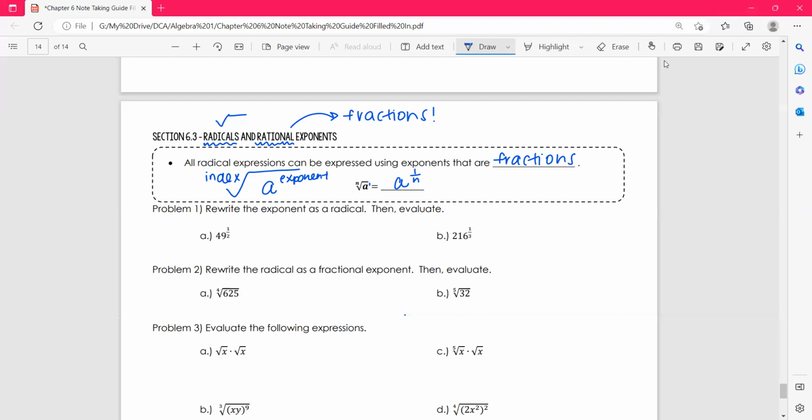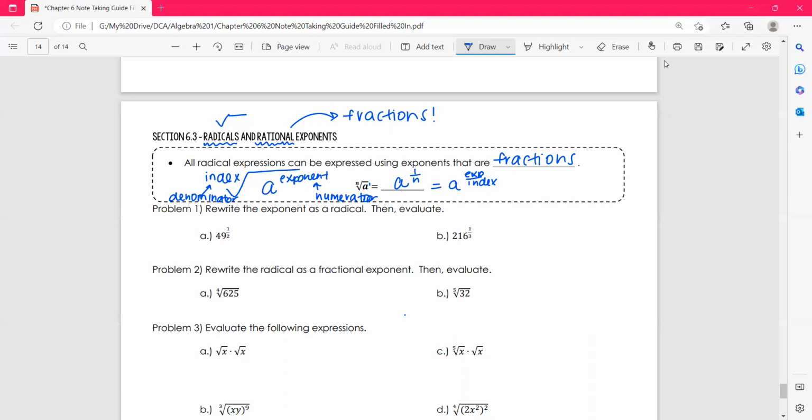Okay, so if we have the nth root of a, it equals a to the 1 over n. And I also want to rewrite that as a to the exponent over index, because that's really helpful too. So your index becomes the denominator of the fraction in the exponent, and the exponent becomes the numerator. And that's really important to notice.